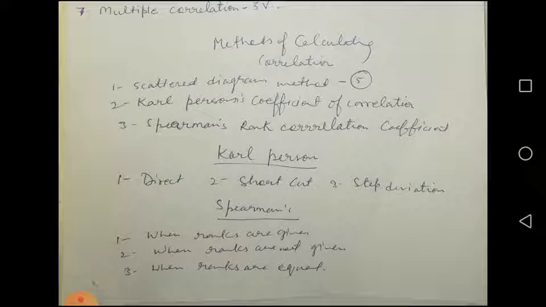In the next session we'll discuss Karl Pearson's direct, shortcut and step deviation methods and their numericals. In the following class we will cover Spearman's rank correlation coefficient, in which we will discuss questions based on when ranks are given, when ranks are not given, and when ranks are equal.